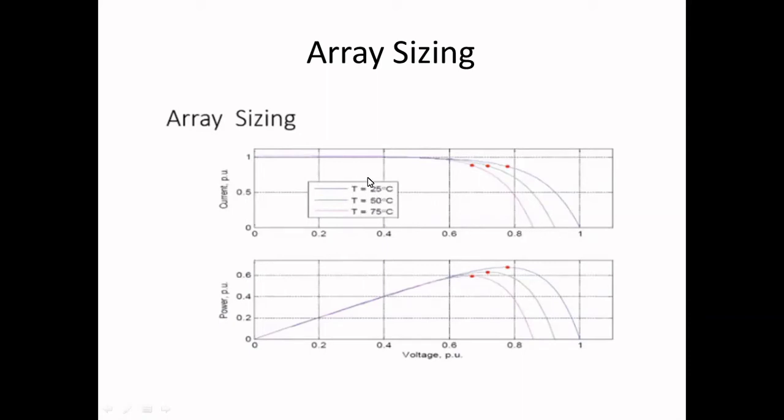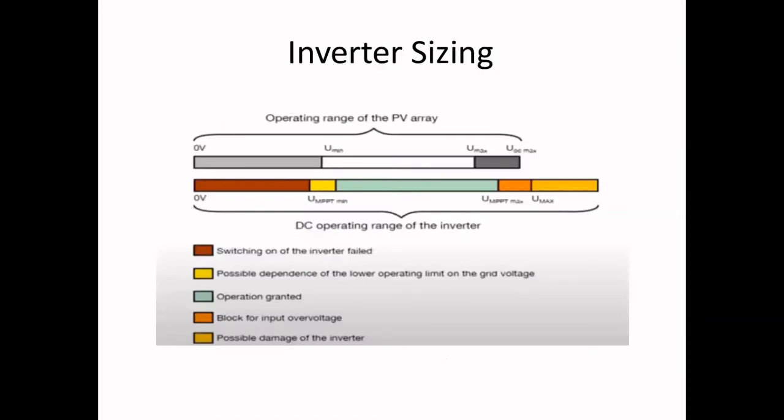So we have to be very careful with the temperature of the solar panel. Accordingly, the power also varies. See, at lower temperature, we get more power. At higher temperature, we get less power output from the solar panel.